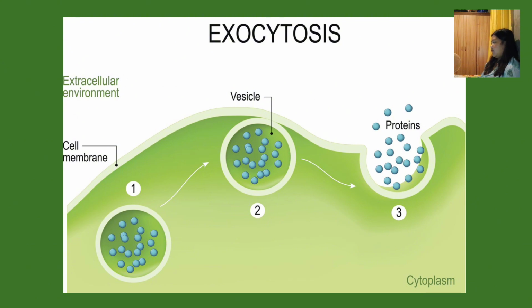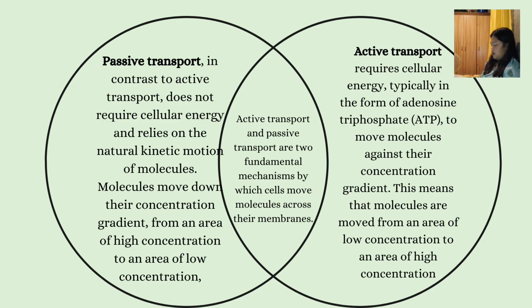So now, to conclude, I have here a Venn diagram to differentiate and to show the similarities between the two. On the passive side, in contrast to active transport, it does not require cellular energy and relies on the natural kinetic motion of molecules. Molecules move down their concentration gradient from an area of high concentration to an area of low concentration.